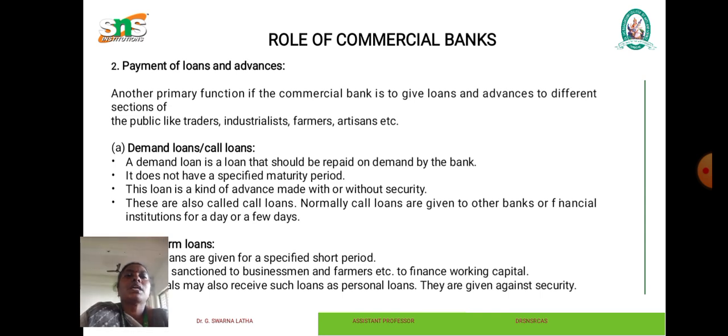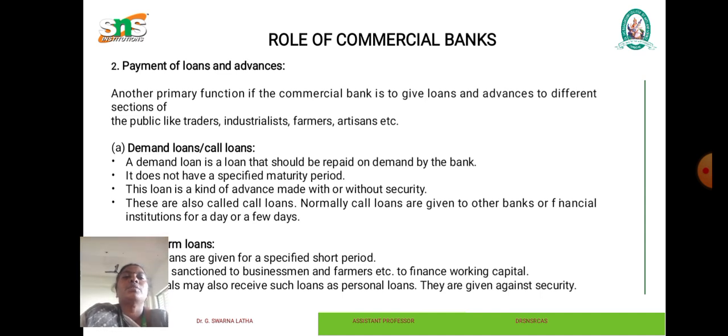Loans and advances: demand loans and call loans. A demand loan is a loan that should be repaid on demand by the bank. It does not have a specified maturity period. The loan is a kind of advance made with or without security. These are also called call loans. Normally, call loans are given to other banks or financial institutions for a day or a few days.